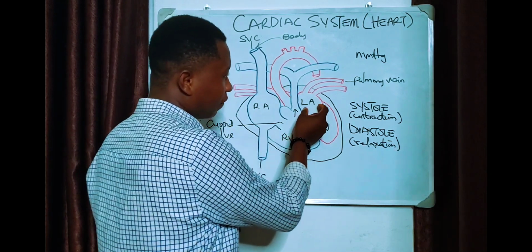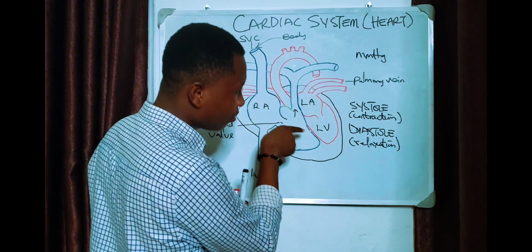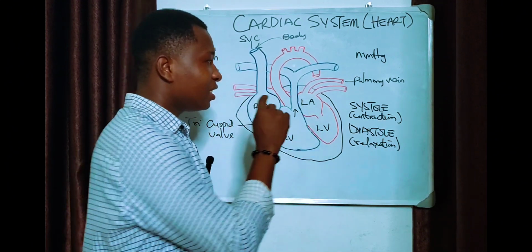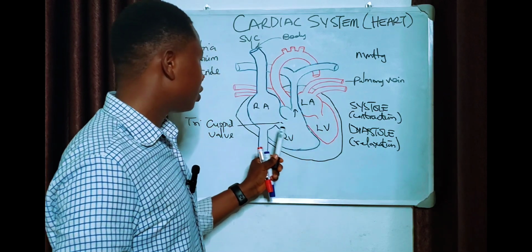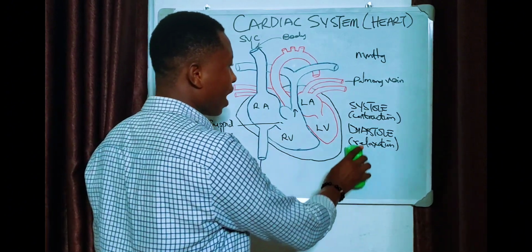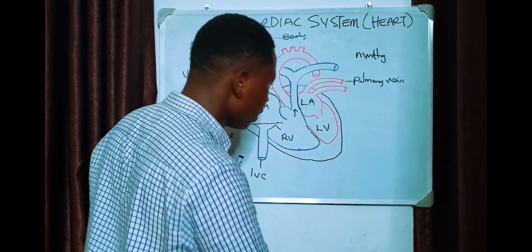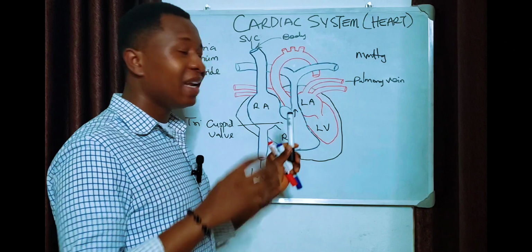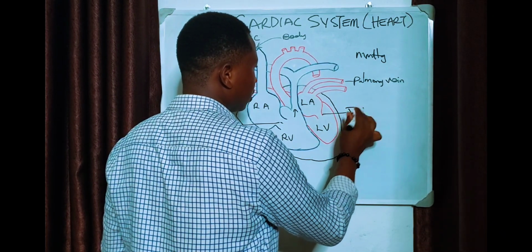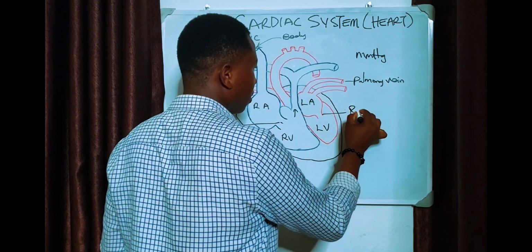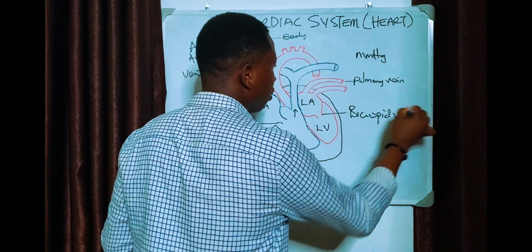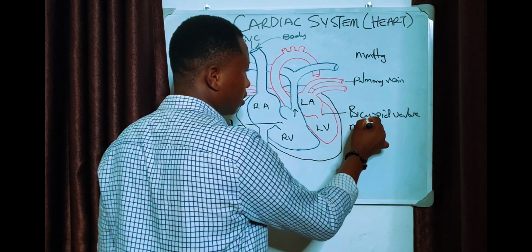All right. So the left atrium, from the left atrium, it moves down to the left ventricle. Now it moves down through a door. Now this door is not tricuspid, it's not three in number, it is just two. So we have two valves in the left atrium. And because it is two, it's referred to as the bicuspid valve, or you can call them the mitral valve.